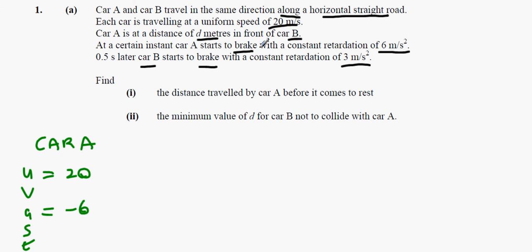Starts to brake, constant retardation. Comes to rest is the next piece of information we need. We know that v equals 0.